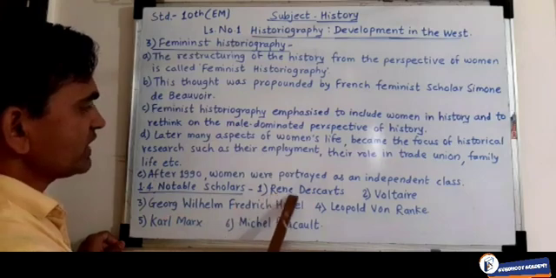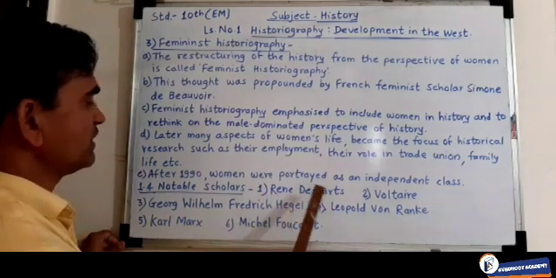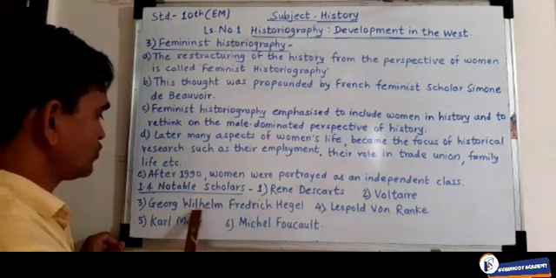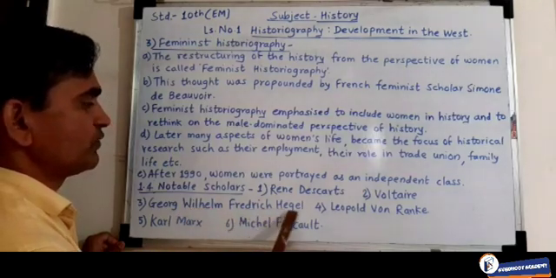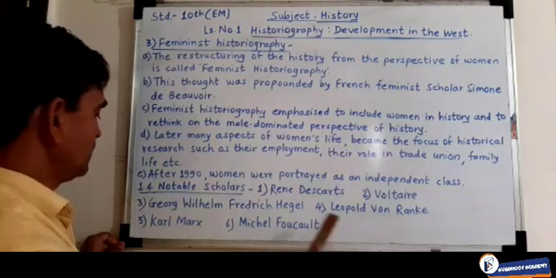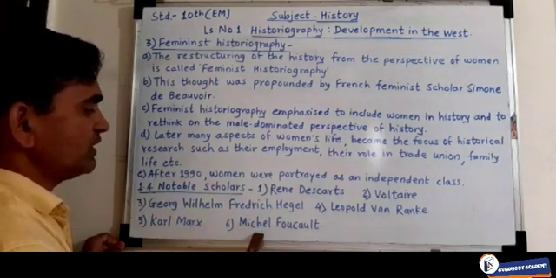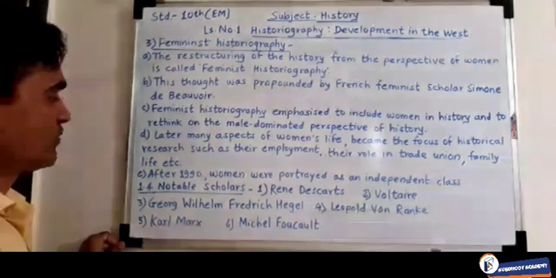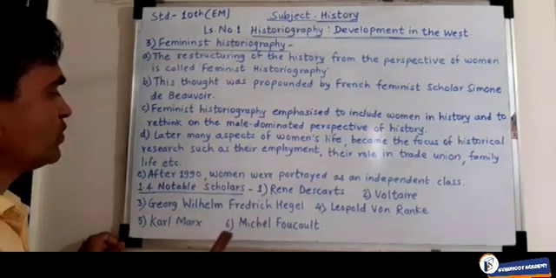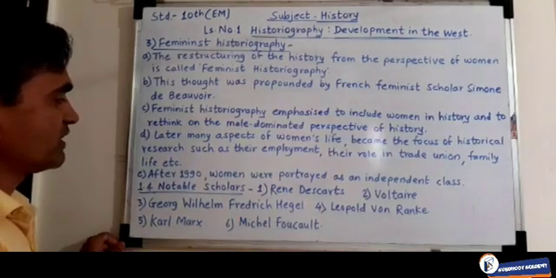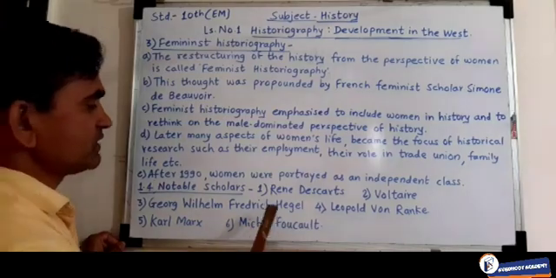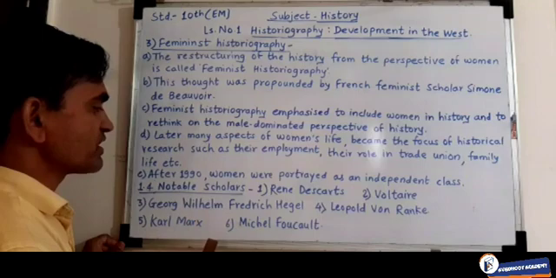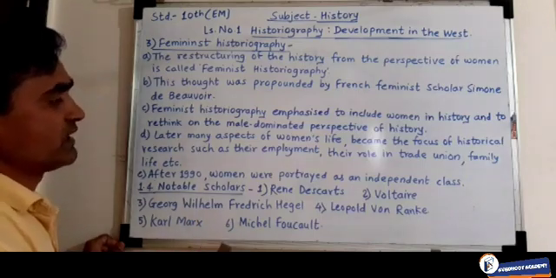First, René Descartes. Second notable scholar is Voltaire. Third is Georg Wilhelm Friedrich Hegel. Fourth, Leopold von Ranke. Fifth, Karl Marx. And sixth, Michel Foucault. These are the notable scholars from Europe. We have to take information on each one, from René Descartes to Michel Foucault. All six scholars' information we will take in the next lecture.